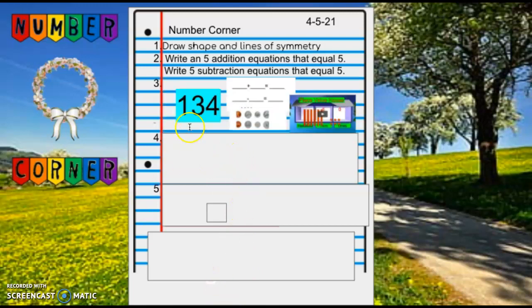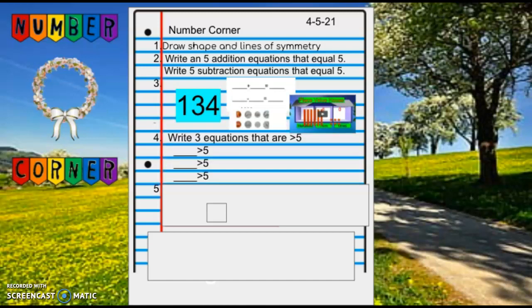All right, friends, next to number 3, we are representing the number 134. We've been in school for 134 days. Please represent 134 with an addition equation that equals 134, a subtraction equation that equals 134, coins that have a value of $1.34, and your 100 block, 10 sticks, and 1 blocks. Press pause if you need more time for number 3.